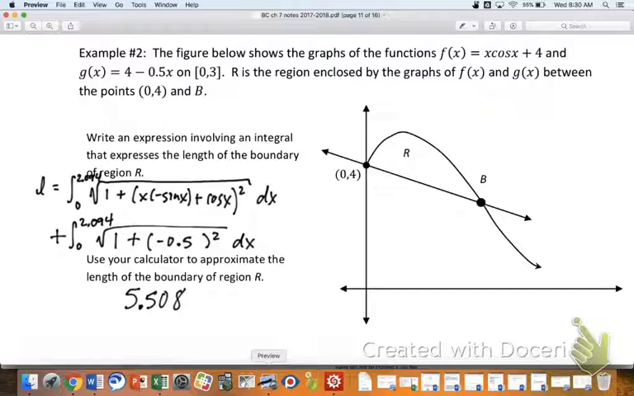Yeah, 5.5. That kind of business. 5.508. Yep. Parentheses. Darn parentheses. Okay, so you're good.